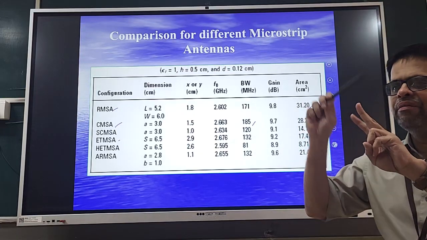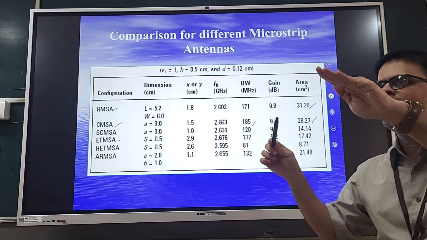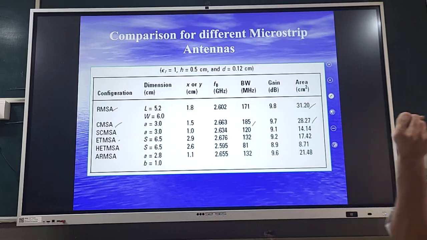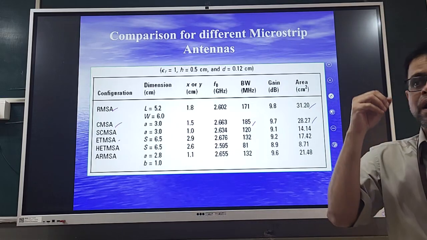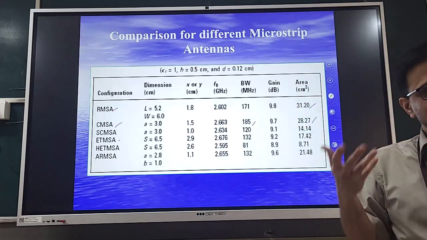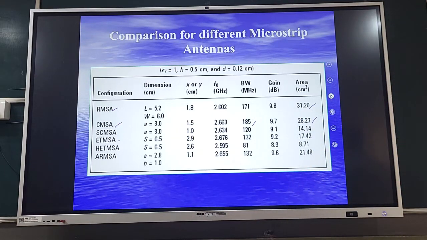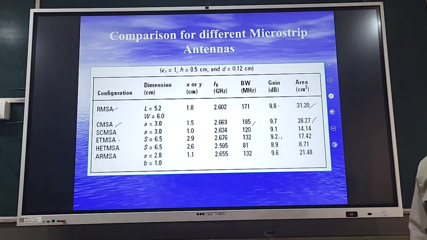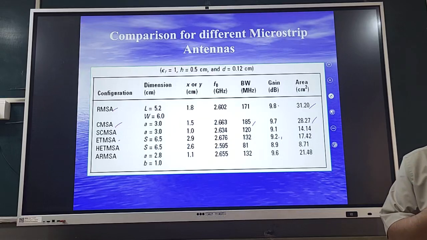RMSA has better bandwidth, CMSA has better gain, and cross polar level is higher in ETMSA, lower in RMSA. So if I ask you now, select one of the patches with respect to the personal mobile communication system, what do you require? Higher cross polar, because signal can come in any direction. So if the signal can come in any direction, how much is the gain? Is there much difference? No, 0.6 dB. Fine. So I will go with ETMSA. That way selection has to be done.